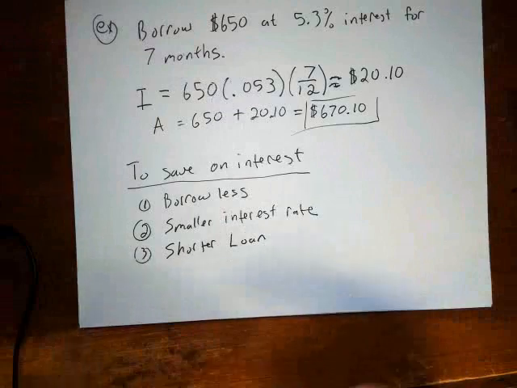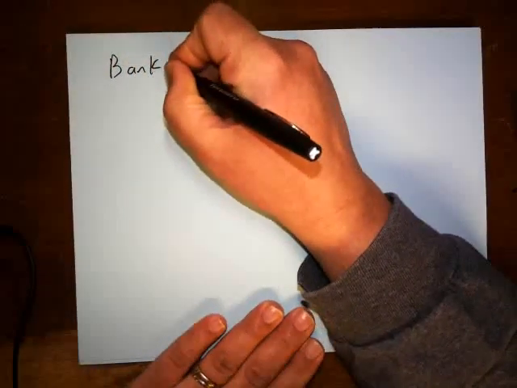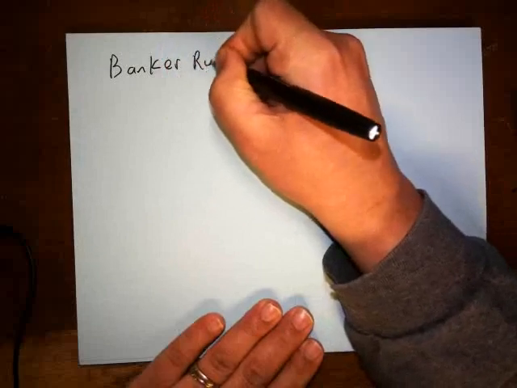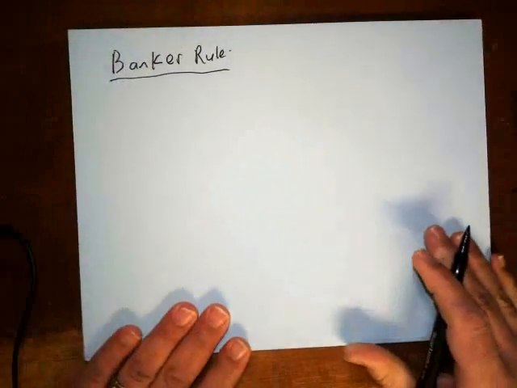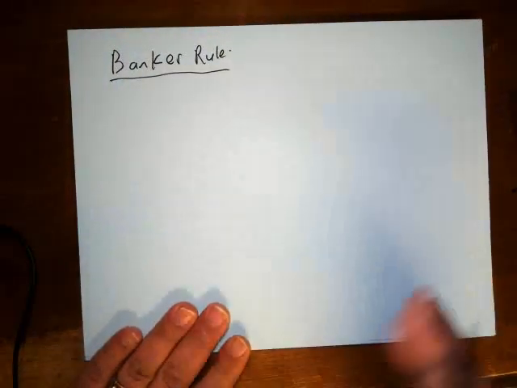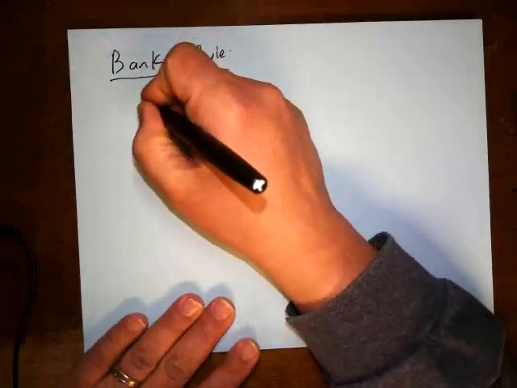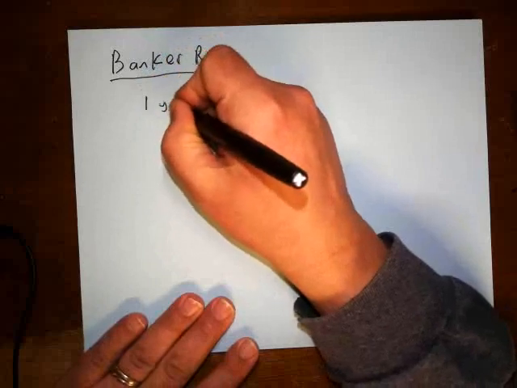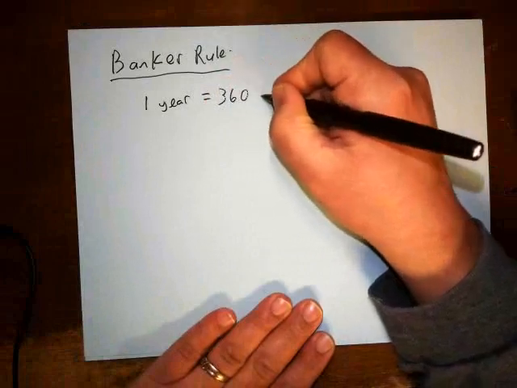So now I want to teach you something called the banker's rule. Okay, and this isn't that big of a deal. It's just something that bankers have traditionally used, especially before they had computers. This simplified their calculations a lot and made their work a lot easier. So the banker's rule, all this says is that 1 year, instead of being 365 days, we're just going to make it 360 days.